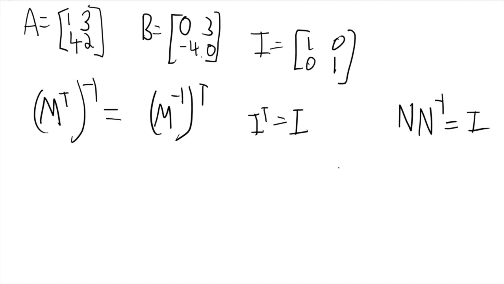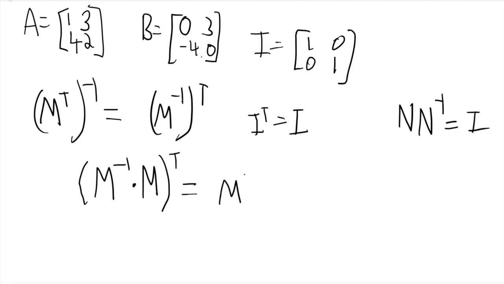So using these two equations, we can rewrite the left hand side and the right hand side of the equation. For example, on the left hand side we can write it as M to the minus 1 multiplied by M. Remember, this will just be equal to I, and then the transpose of this will be equal to M transposed multiplied by M transposed to the minus 1.